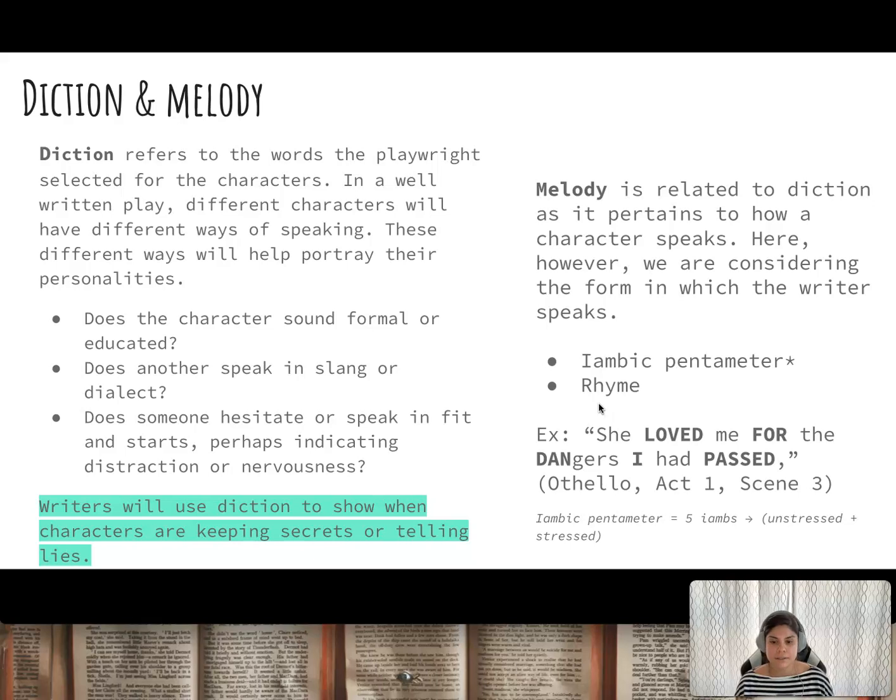So we see here the iambic pentameter has five iambs, unstressed and stressed. The unstressed words are not bolded, whereas the stressed words are bolded. So when you read it in iambic pentameter, it goes da-dum, da-dum, da-dum, da-dum, da-dum. "She loved me for the dangers I had passed." That's really common in many of Shakespeare's plays. That's essentially how he wrote most of them.